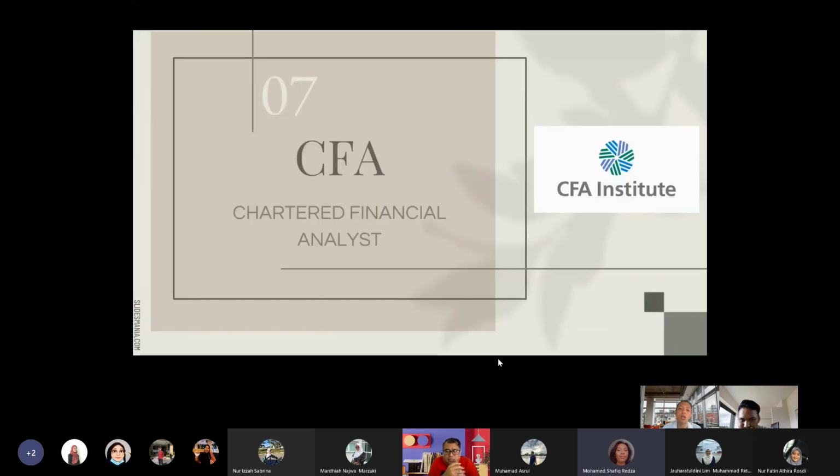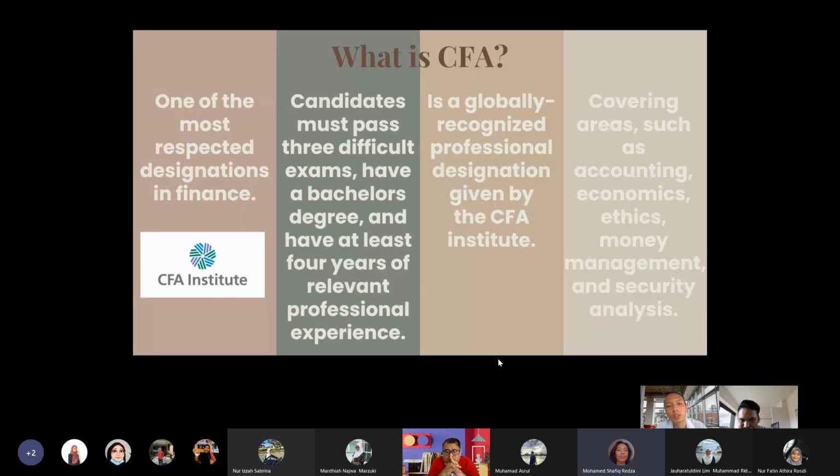We will be sharing the session about the Chartered Financial Analyst. Okay. So what do we call a Chartered Financial Analyst? It is a postgraduate professional certification offered internationally by the American-based CFA Institute, formerly the Association for Investment Management and Research, AIMR, for investment and financial professionals.